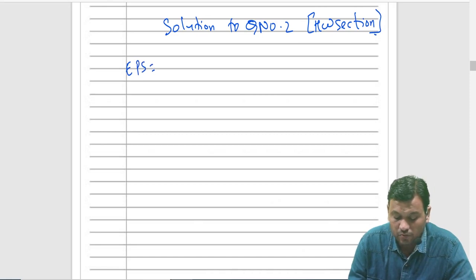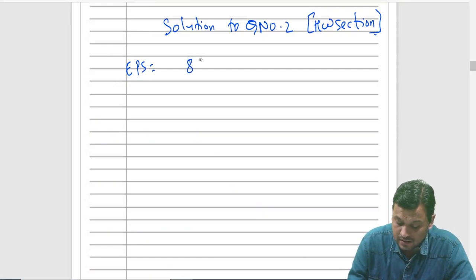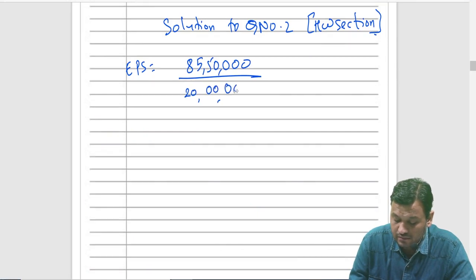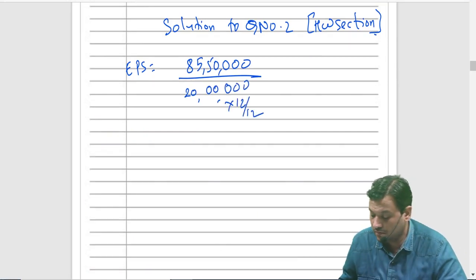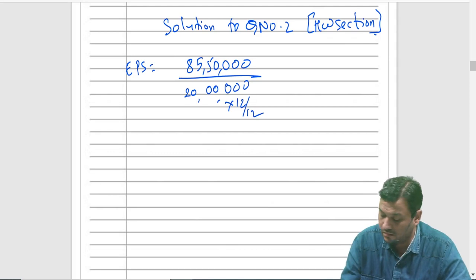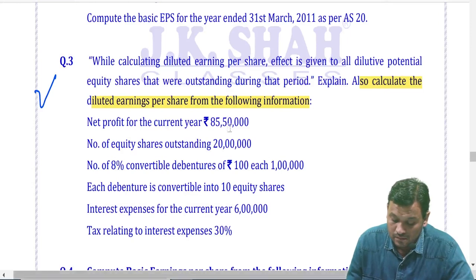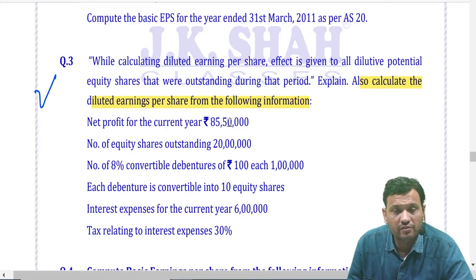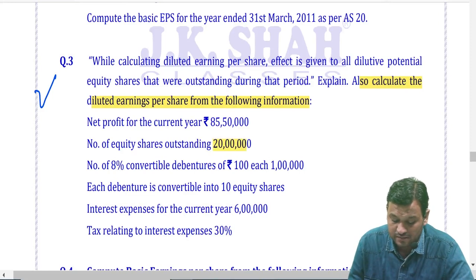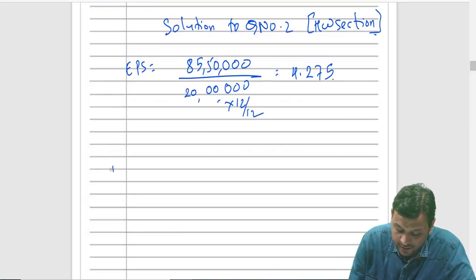First of all, my EPS. What is my EPS? Net profit is 8550 and this is 20 lakhs. 85,50,000 divided by 20 lakhs. Net profit 8550 divided by number of equity shares 20 lakhs. It is 4.275.